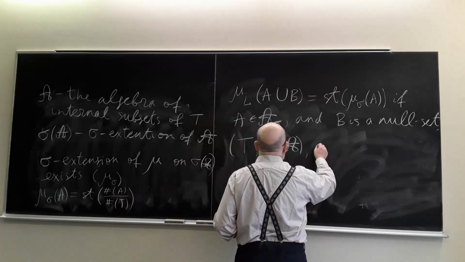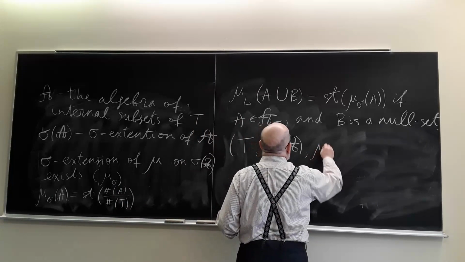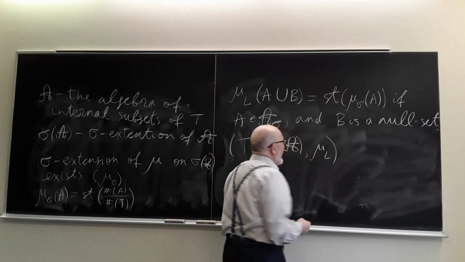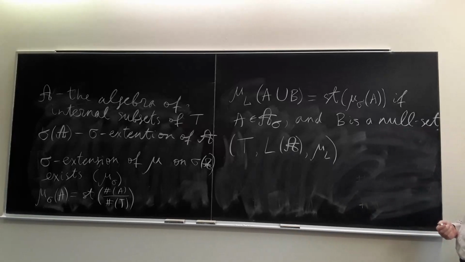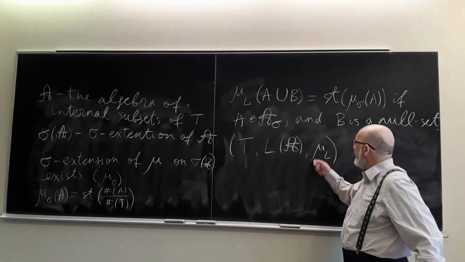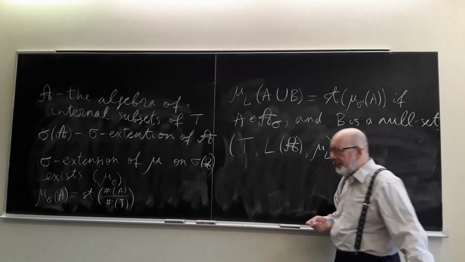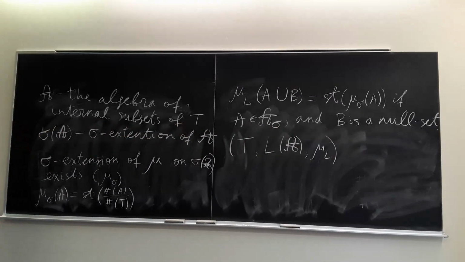And mu L is this measure. This triple is a measure space, and this measure space is regarded as a standard object. This measure is a sigma additive measure with values in positive real numbers, in this case, between 0 and 1.